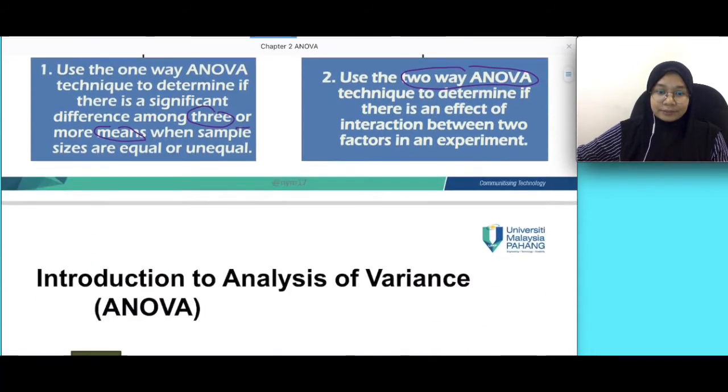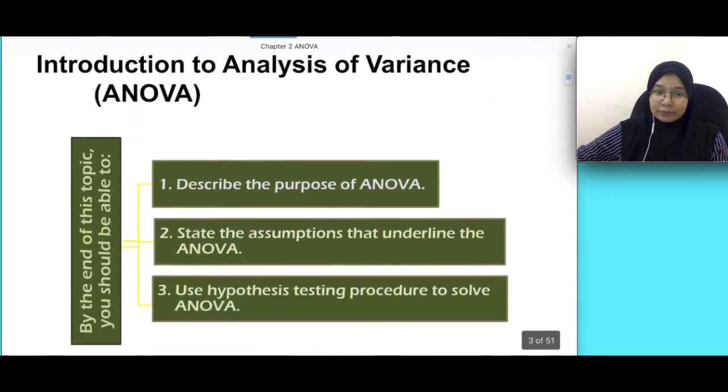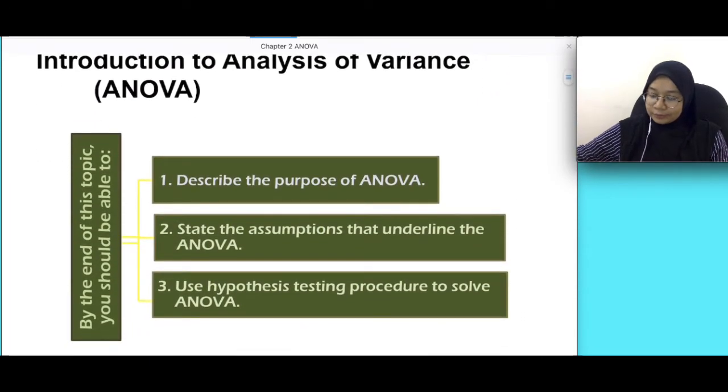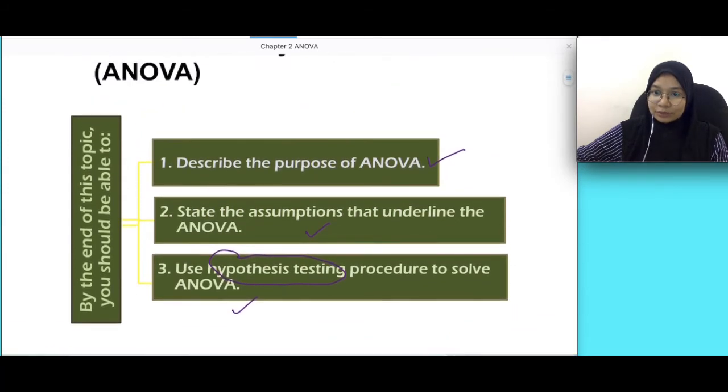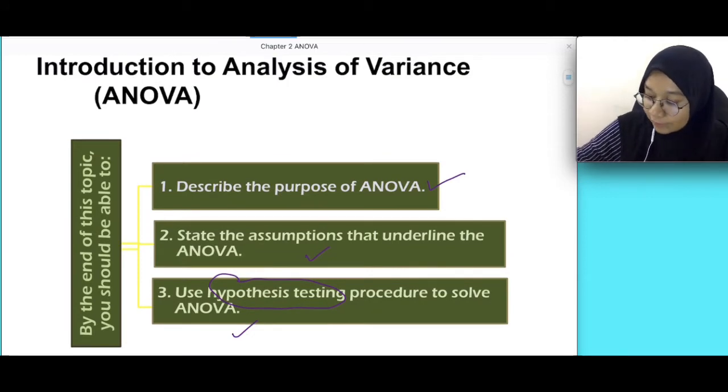Next, introduction to ANOVA. First we should know the purpose of ANOVA and the assumptions we have in ANOVA, and we should know how to use the hypothesis testing procedure to solve ANOVA. So we still use the hypothesis testing procedure. Let's recall the hypothesis testing procedure. Number 1 is your H null and H1. You must have your null hypothesis and the alternative hypothesis.